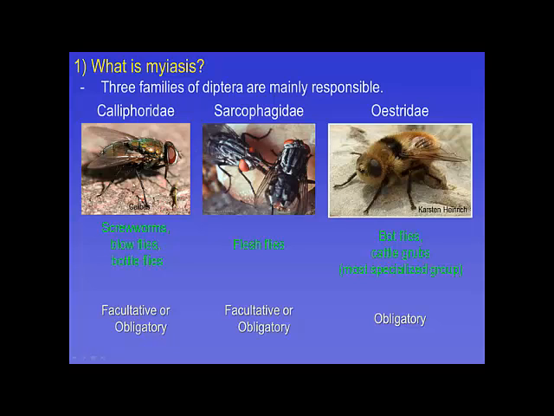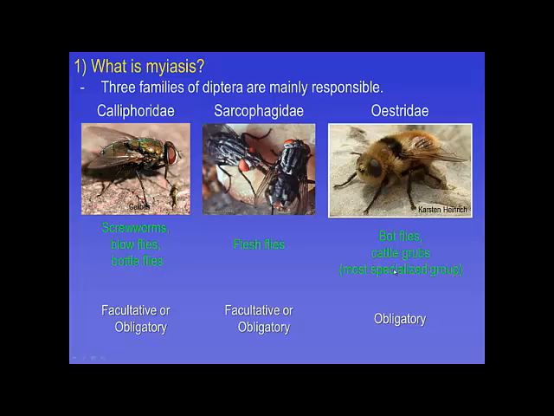And I should point out this is what the adults look like, not the maggots that would be invading the tissues. The Sarcophagidae are known as flesh flies, and there are representative species from this group that form facultative or obligatory myiasis. And then lastly, the Oestridae, which are the botflies and cattle grubs.